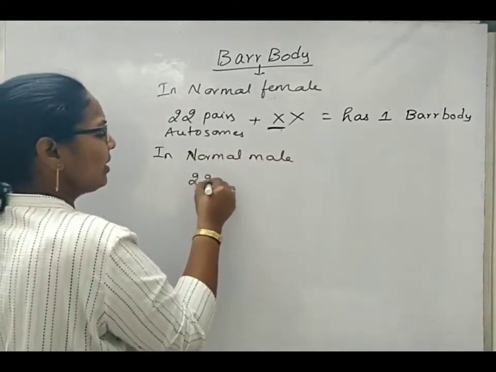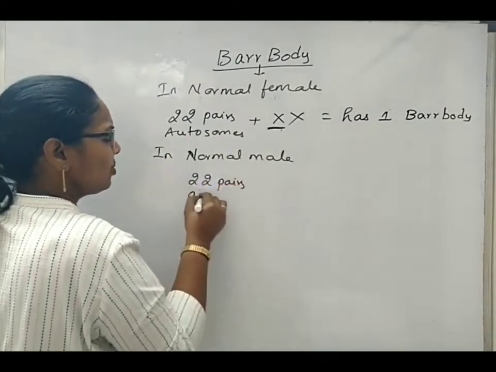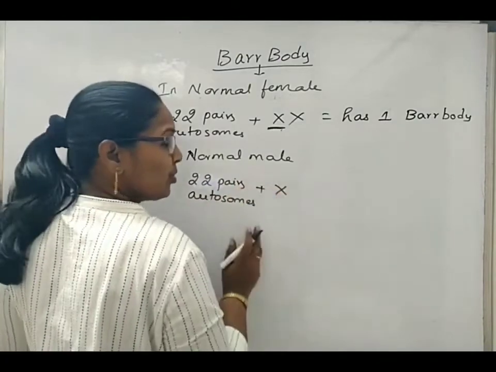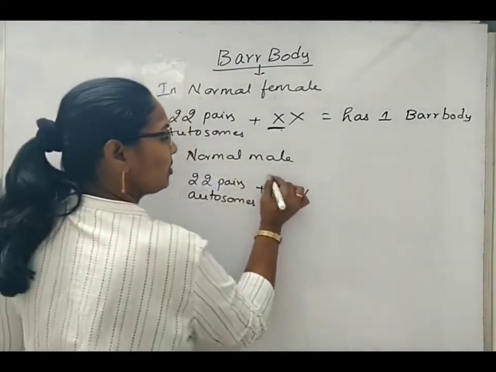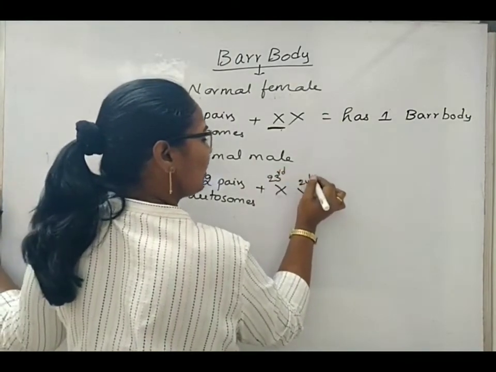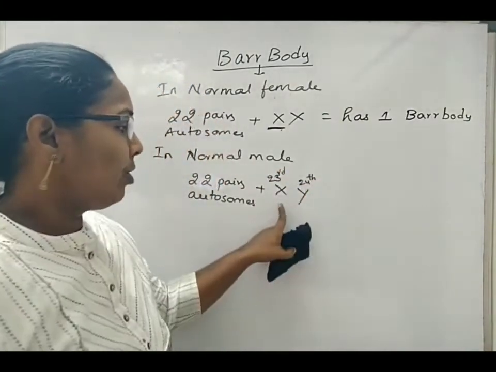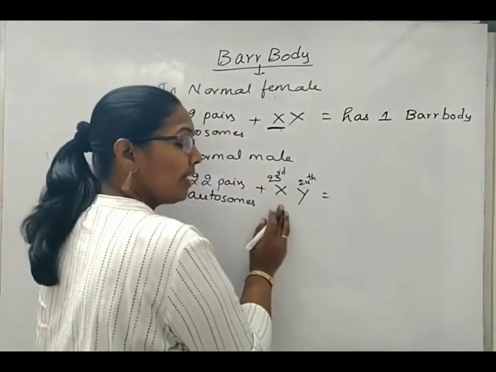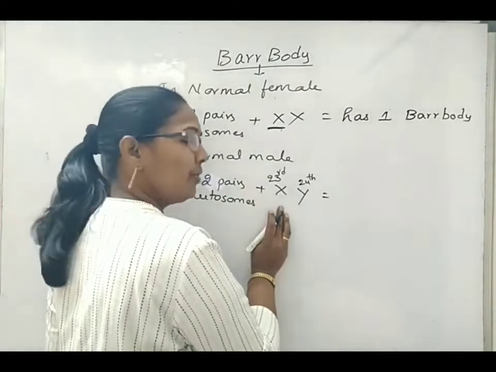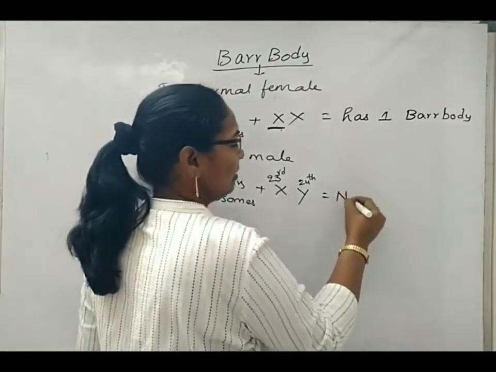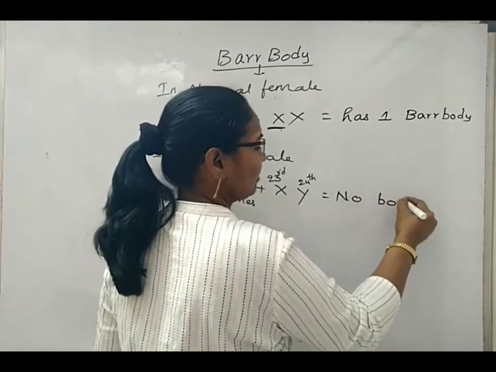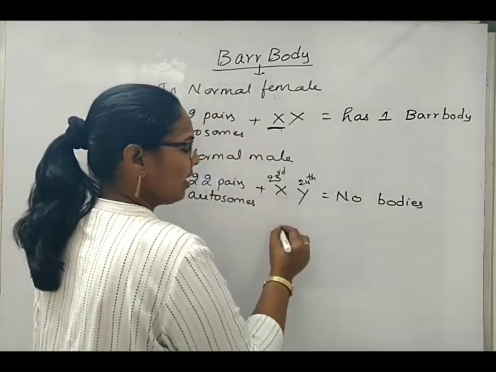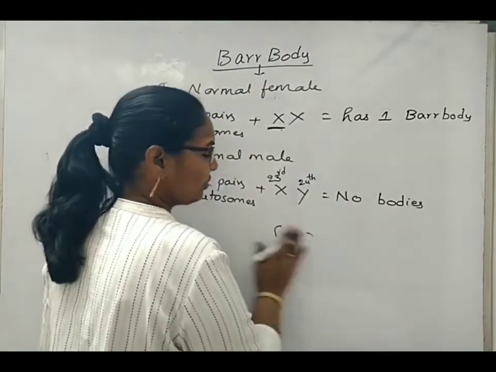If you take a normal male, again there are 22 pairs of autosomes plus the 23rd X chromosome and the 24th Y chromosome. These are not the same, so they are heterochromosomes, or the condition is the hemizygous condition in a normal male human being. Here we have to say there are no Barr bodies because a pair of X chromosomes is not present as the sex chromosomes.